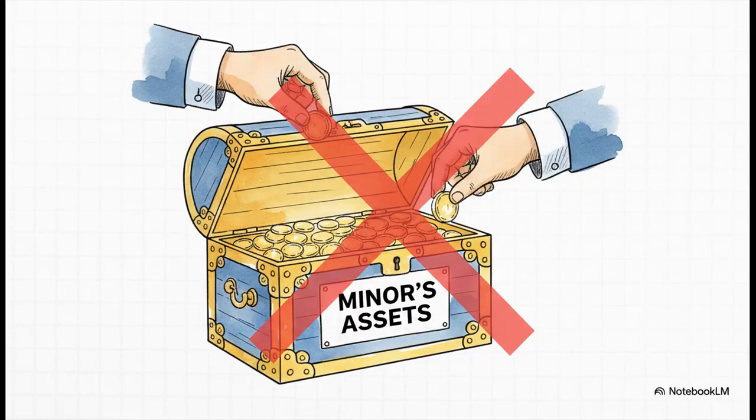And finally, the golden rule of custodial accounts. It is the kid's money. The custodian is just the manager. They are not the owner. That gift is permanent and it belongs to the minor.